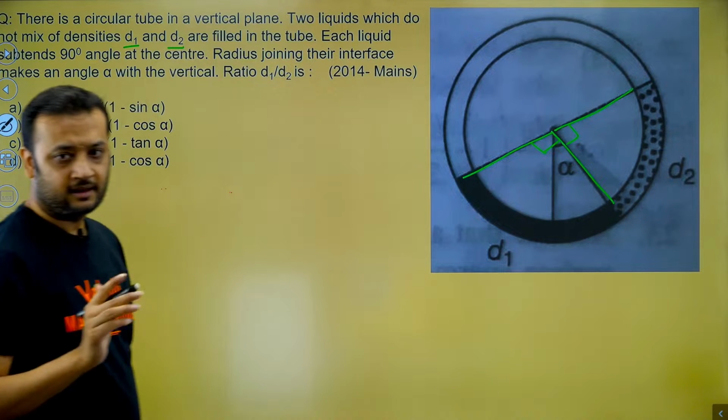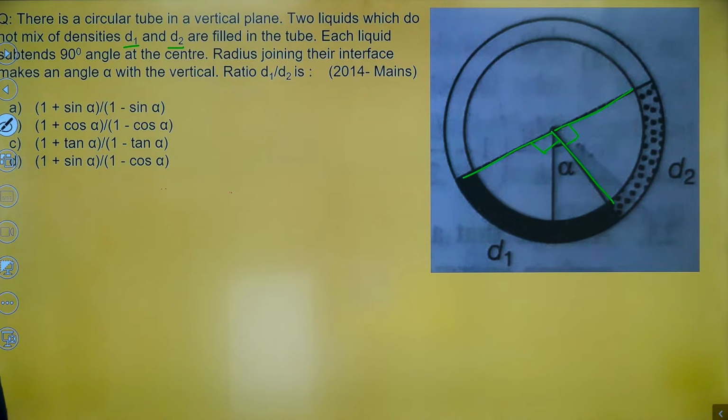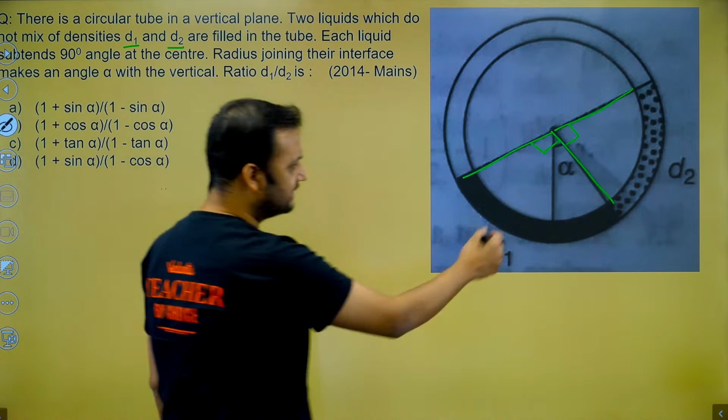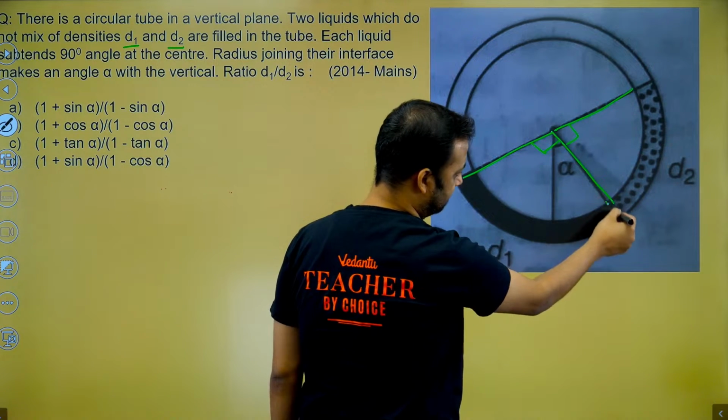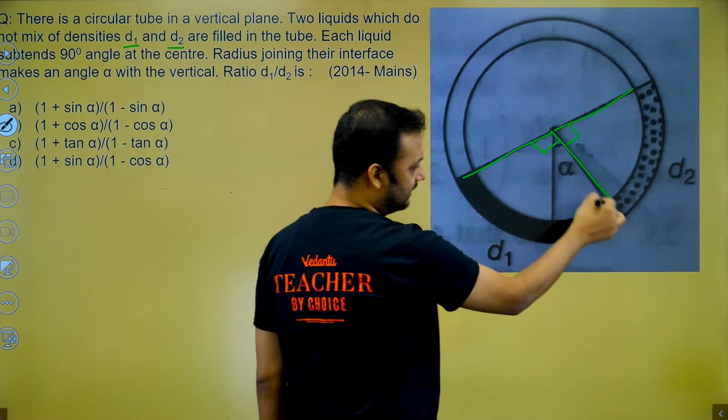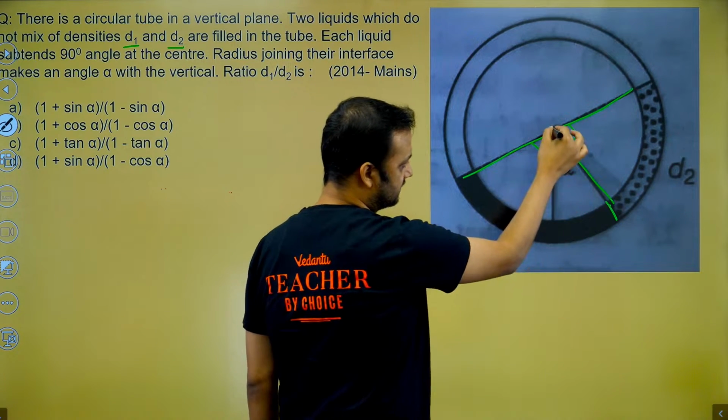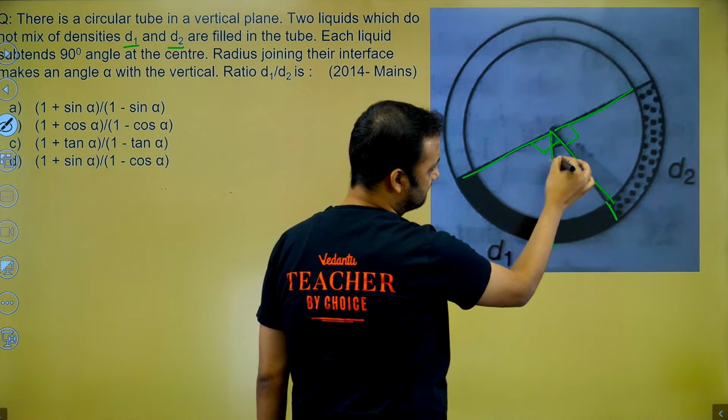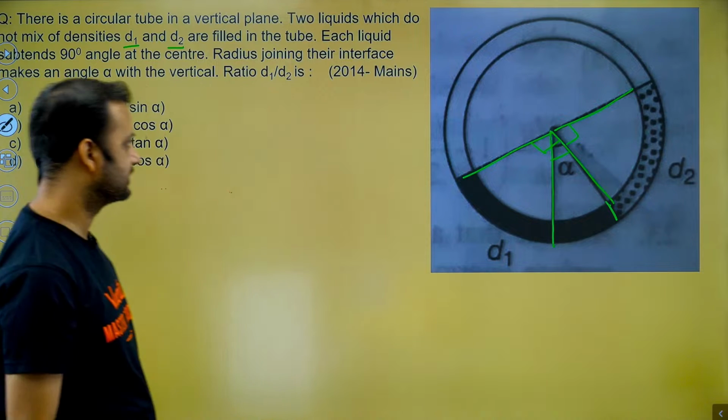I think this was a very nice question, guys, but if you think rationally, we will be able to solve it very easily. Just listen to what I'm going to tell you. We have to find the ratio of d1 by d2, and alpha is the angle made by the interface with the vertical. This is the interface, this is the vertical line, and this angle is alpha.